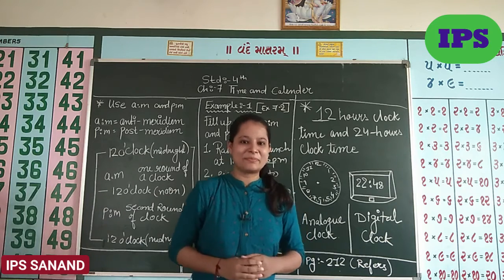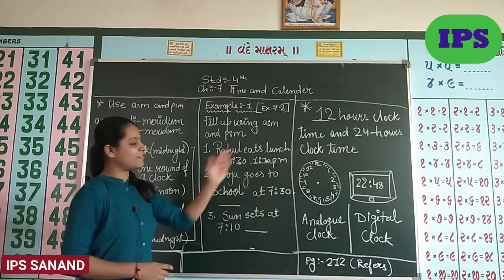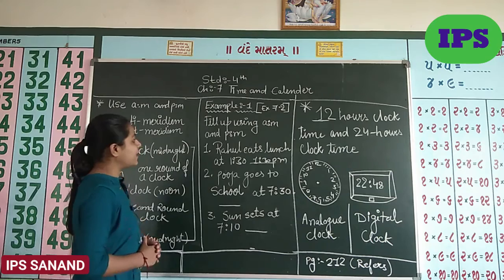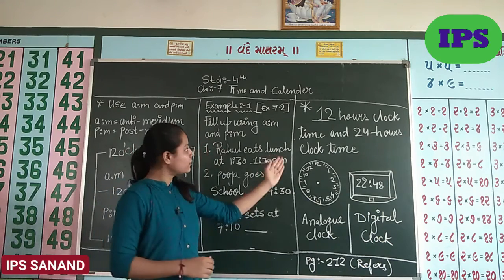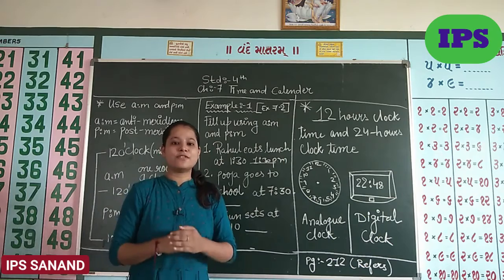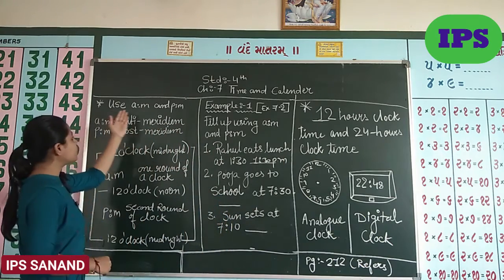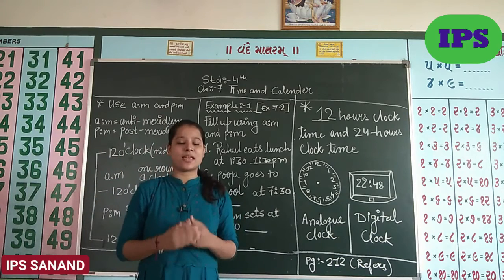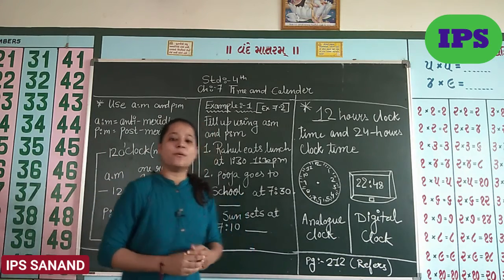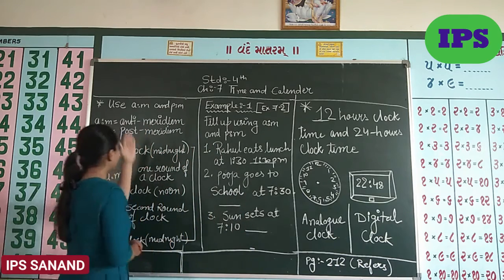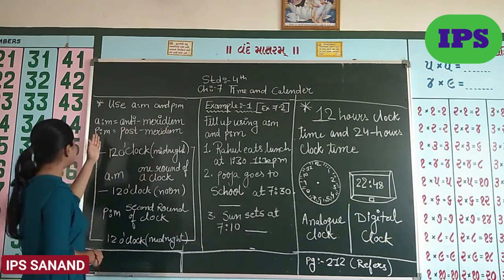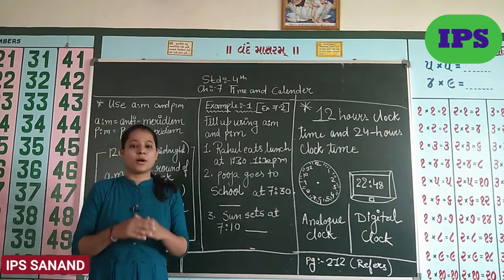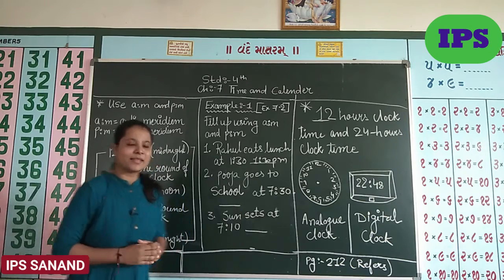So, let's get started. In this video, I have divided my board into 3 sections, as you can see, and I have taken examples and topics as well. My first topic is use of AM and PM. In the earlier video, I told you what AM and PM are. AM means ante-meridiem and PM means post-meridiem. So, how to use AM and PM?